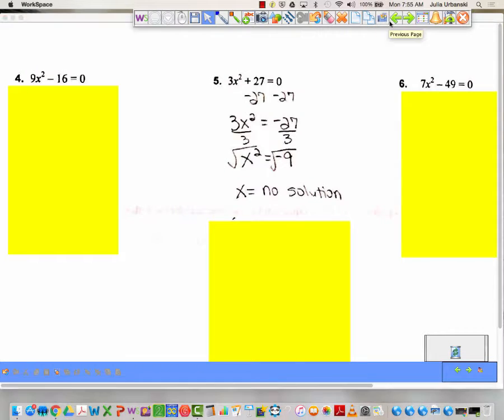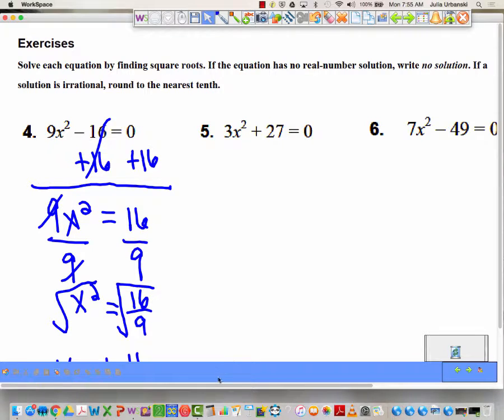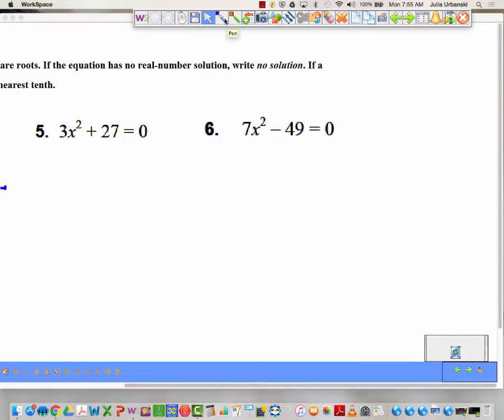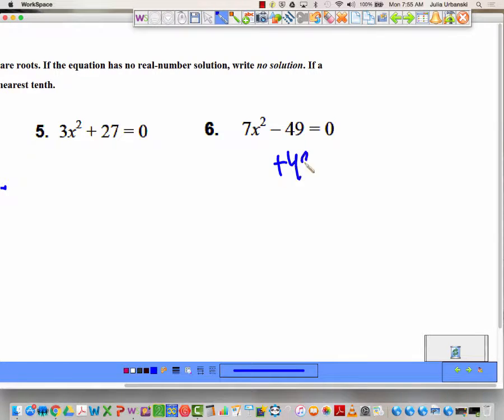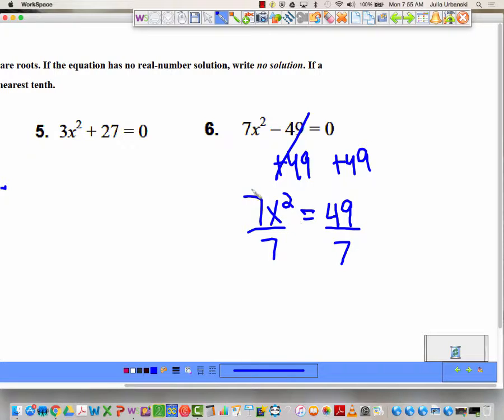Number 6, though. Number 6, when you add 49 to both sides, that part is okay. Plus 49 and plus 49. And then you get 7x squared equals 49. What do you do now? Good. Don't try to take the square root of 49. You divide. You still have to get x squared by itself. So x squared equals 7. Do you know the square root of 7?